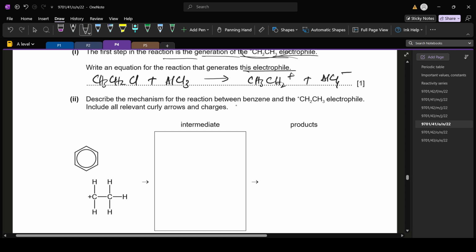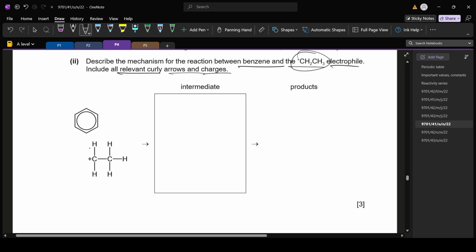Describe the mechanism for the reaction between benzene and this electrophile. Include all the relevant curly arrows and charges. So this electrophile will be attacked by the benzene ring. This carbon-carbon double bond has a high charge density, so it will attract the incoming electrophile. So the electrophile will attach like this.